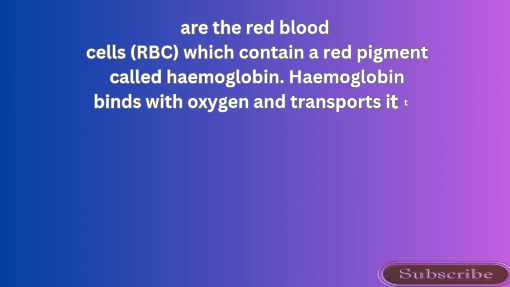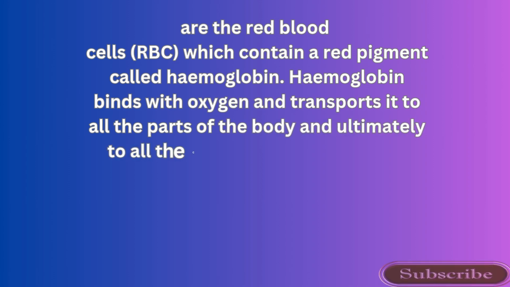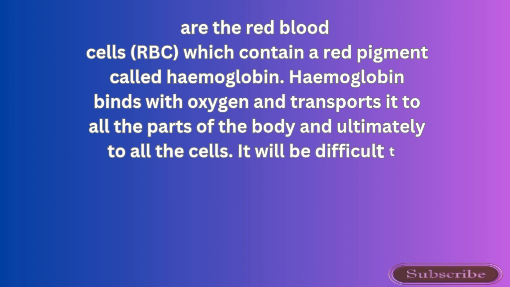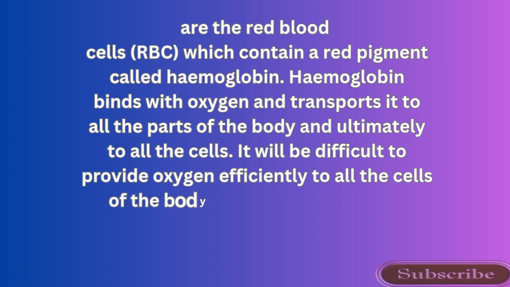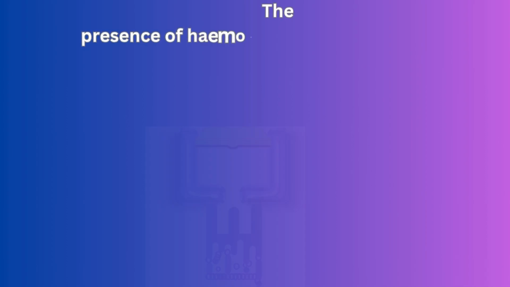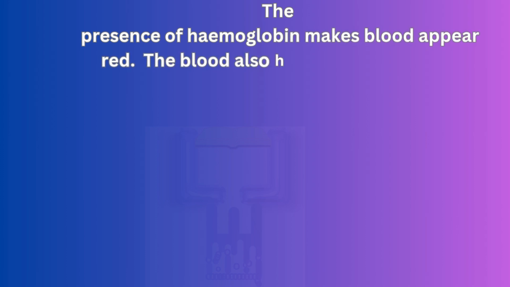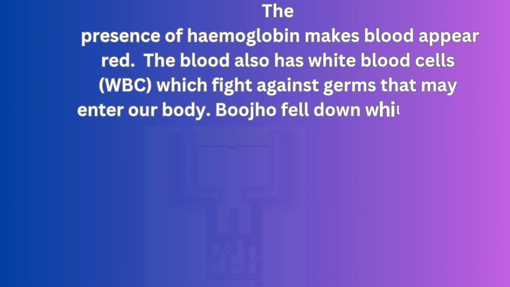Hemoglobin binds with oxygen and transports it to all the parts of the body, and ultimately to all the cells. It will be difficult to provide oxygen efficiently to all the cells of the body without hemoglobin. The presence of hemoglobin makes blood appear red. The blood also has white blood cells, WBC, which fight against germs that may enter our body.